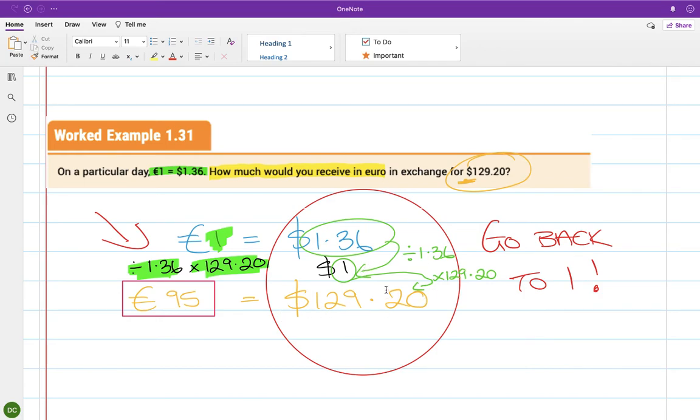So you go back. When we were doing the earlier ones, we always went back to 1 up to 100. This isn't necessarily 100 because it depends how much money the person has. So we divide by 1.36 to go back to 1, and then we multiply by whatever amount of money the person has. Okay, which in this case was 129.20. Once we know the instruction, so the instruction was divide by 1.36 and multiply by 129.20, we then apply that to the other side. So we took our 1, we divided by 1.36 and we multiplied by 129.20.